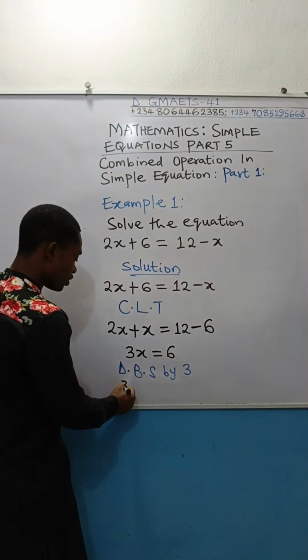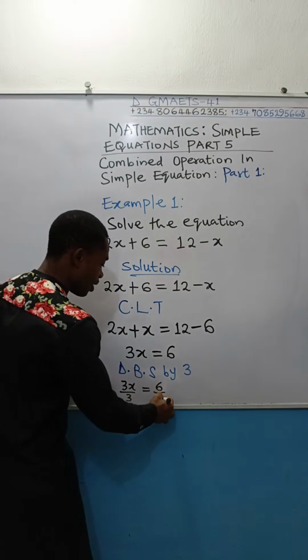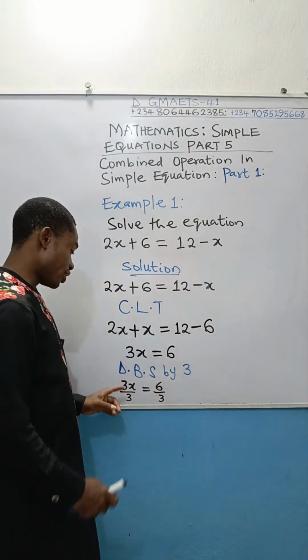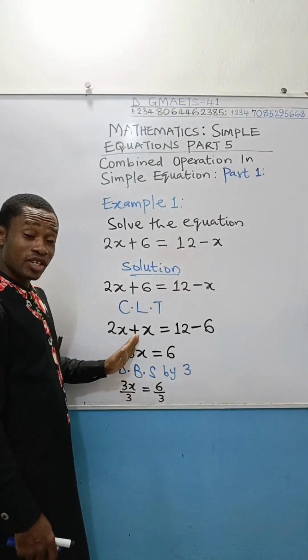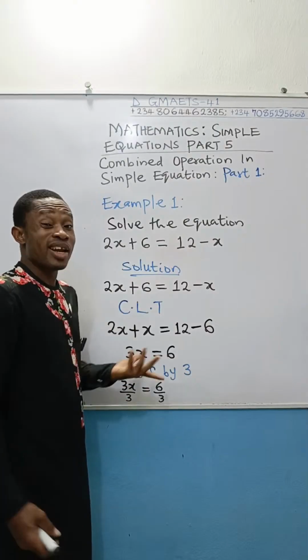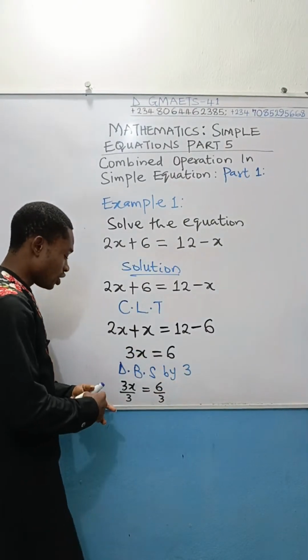So let me show it. 3x divided by 3 equal to 6 divided by 3. This is a waste of time. You know, if you divide this 3x by 3, the 3's will divide, go off. So x will be left. I could have just brought x equal to 6 over 3 if I want. But all the same, no problem.